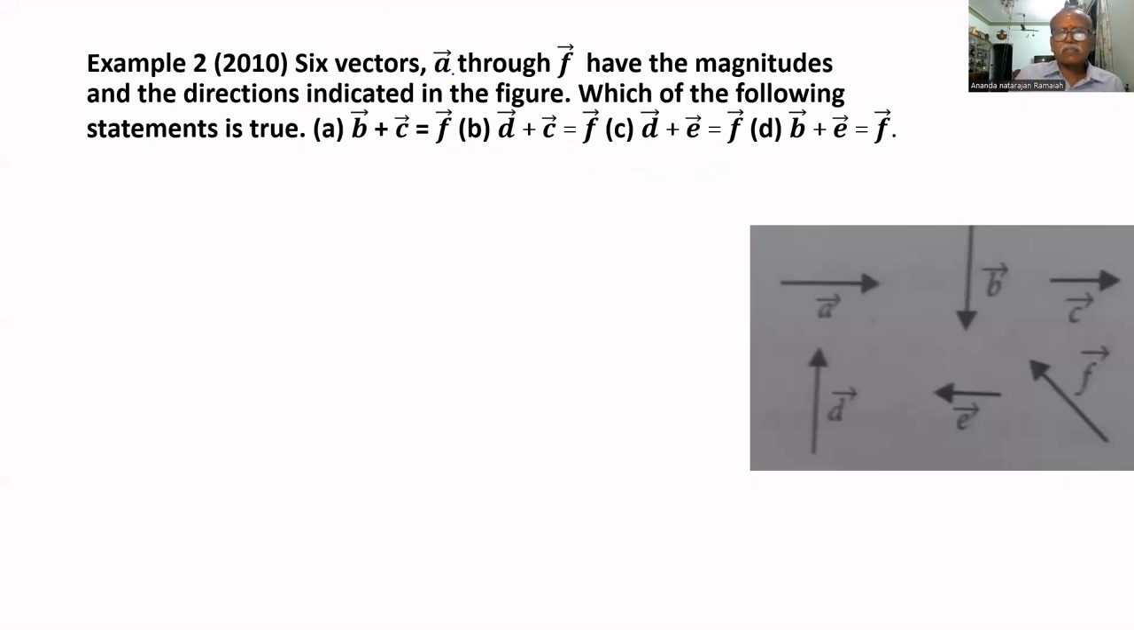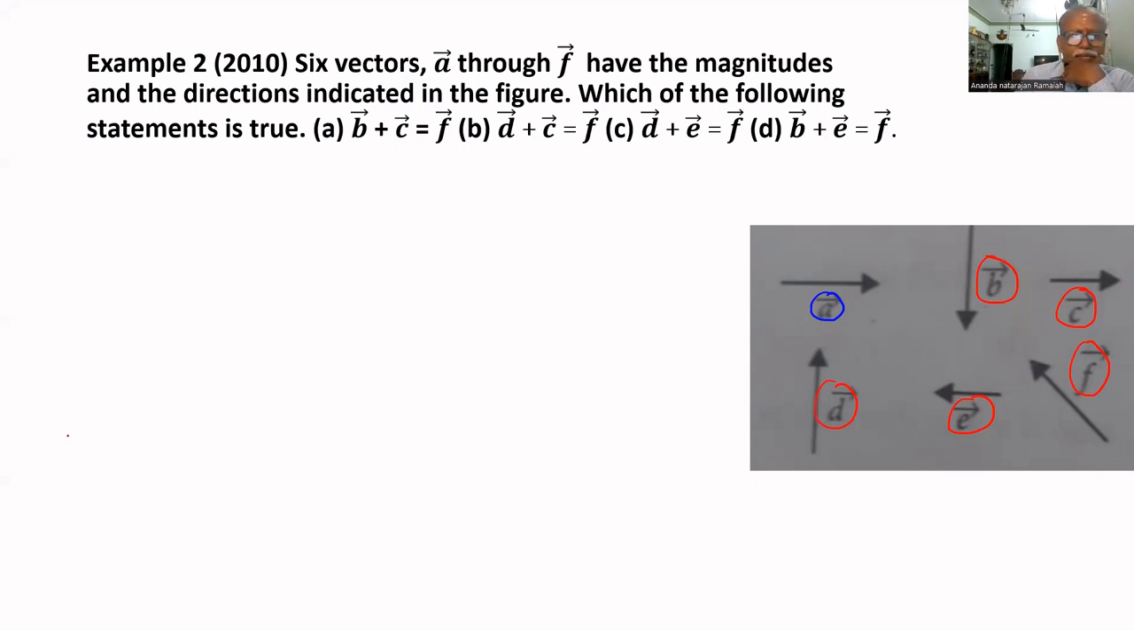Six vectors A through F have the magnitudes and directions indicated in the figure. This is the A vector, B, C vector, D vector, E vector, F vector. Which of the following statements is true?